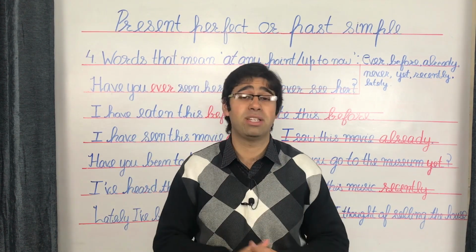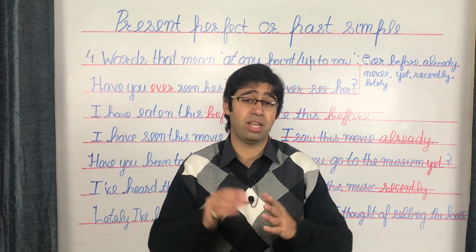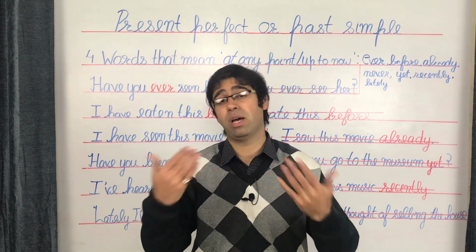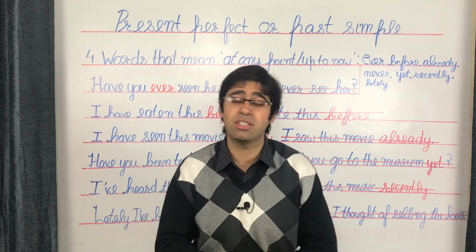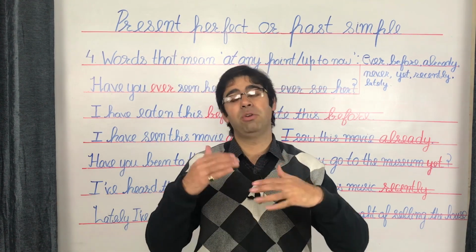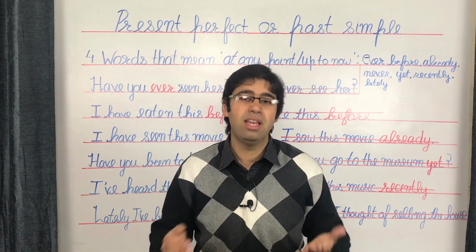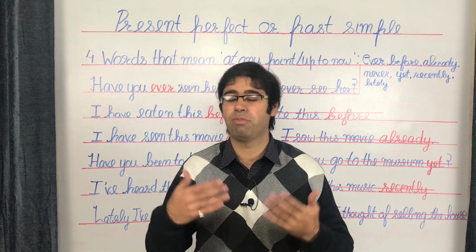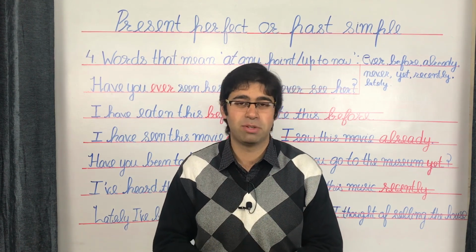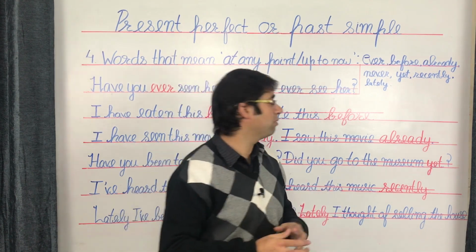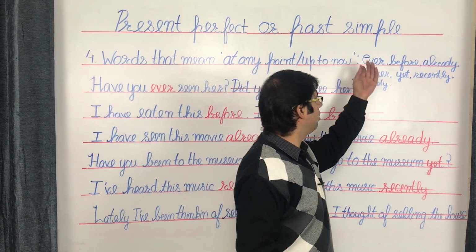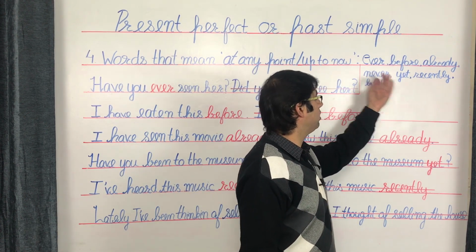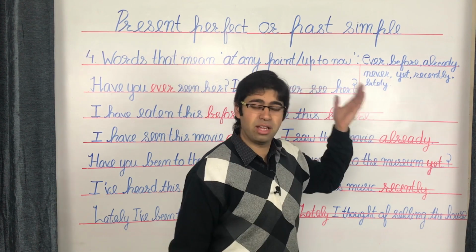Say if somebody's 26 years old and I wish to know if they have ever played hockey. So how do I ask them? I use one of these expressions and make a sentence as have you ever played hockey, which is to say, have you ever got the opportunity of playing hockey in your life? So with that, let's go to the examples of such words. We've got such words as ever, before, already, never, yet, recently, lately, and so on.